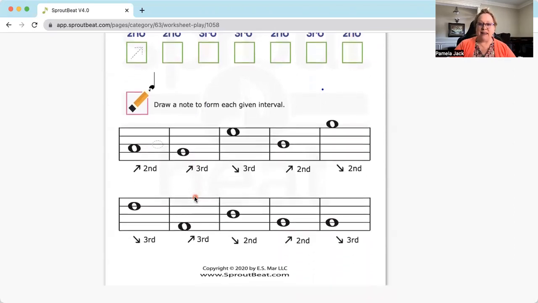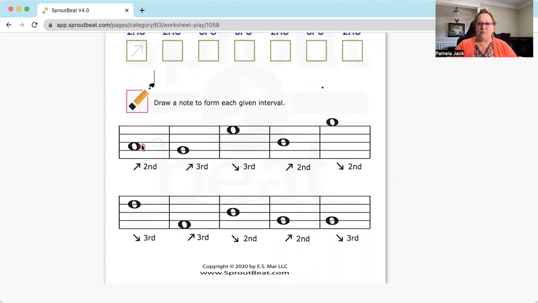Okay, so now here we're going to draw some. Let's look. They traced this one for us. So they already told us a second and they want us to draw it going up. So they gave us our first note and a second or a step. We're going to draw our note. Let me go ahead and get it here. And we're going to draw our note right there. 1, 2.